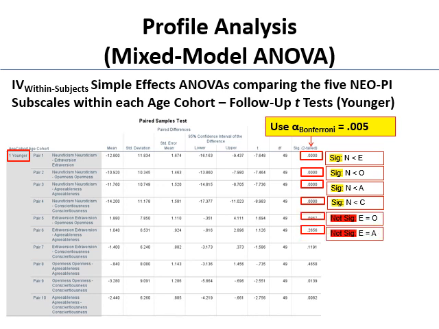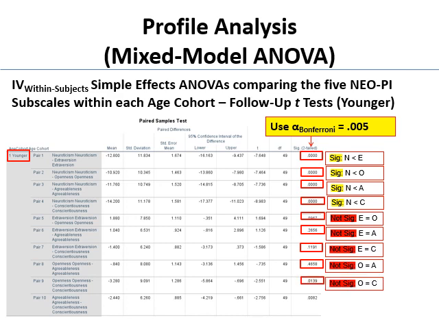Sorry, I do go through these. Not sig, E is equal to O. Not sig, E is equal to A. Not sig, E is equal to C. Not sig, O to A, O to C, and A to C. So the only difference for younger people is they thought they'd be least neurotic. All their other traits, E, O, A, and C, didn't differ from each other. So this is what we call a two-level profile. They thought they'd be least neurotic. That was the lowest. And then E, O, A, and C were higher, but all together, not differentiated.